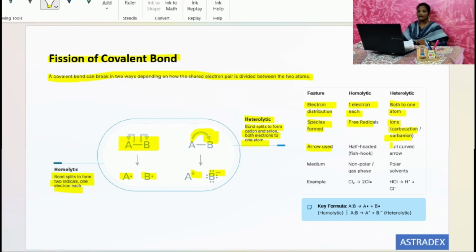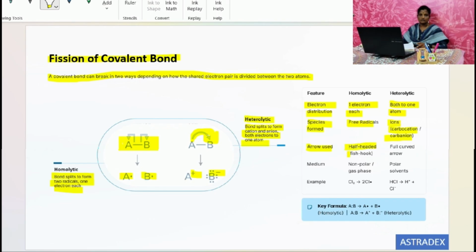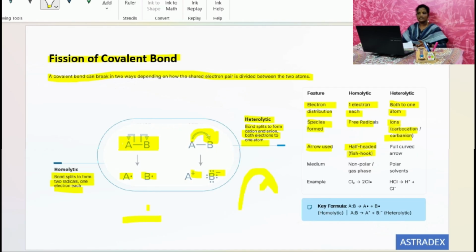Okay, the arrow used: for homolytic fission, we have to use two half-headed arrows. I hope you are familiar with the fish hook arrow. A half-headed arrow is called a fish hook arrow. When you take a full curved arrow, it is for heterolytic fission. And here the medium is non-polar or in gas phase. But mostly heterolytic fission will take place in polar solvents.